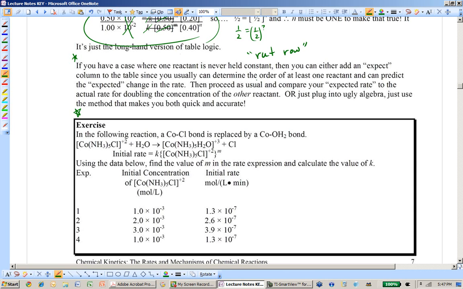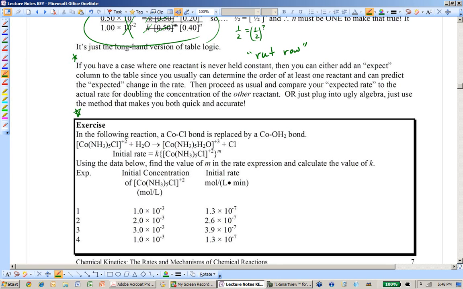Because you can usually determine the order of at least one reactant, and if there are more than two, then usually you can get two out of the three. And you can predict the expected change in rate and then proceed as usual and compare your expected rate to the actual rate for doubling the concentration of the other reactant, etc. I know it sounds like gobbledygook until we do it.